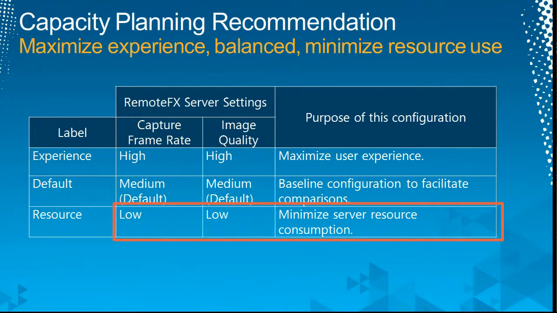What happens if I want the opposite? What if my users are not as demanding, my scenario is not as demanding, I've tested, and I know that I don't want the highest frame rate? What happens if I set the capture rate to low and the image quality to low? What is the result there? The bottom row is trying to minimize the resource consumption on the server.